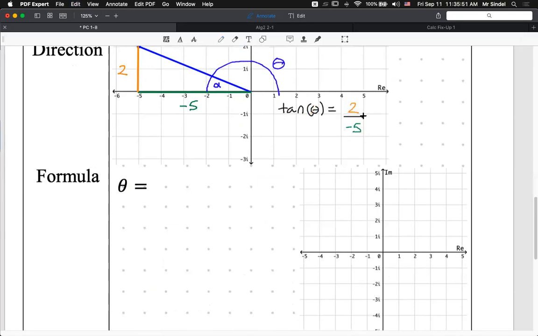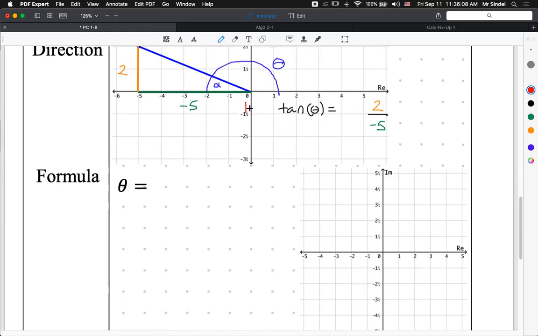The tangent of theta. So we already have tangent of theta. Do you remember the word for the reverse of tangent? Arctangent. Yeah, you got it. Thank you. So everyone follow Jaden.